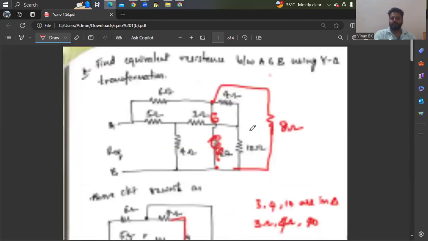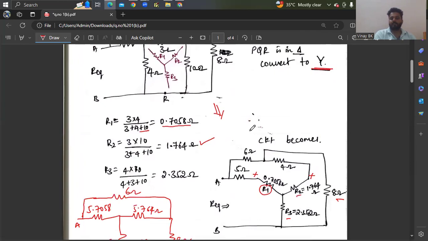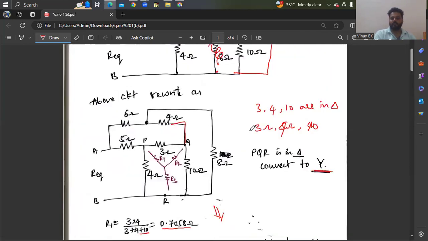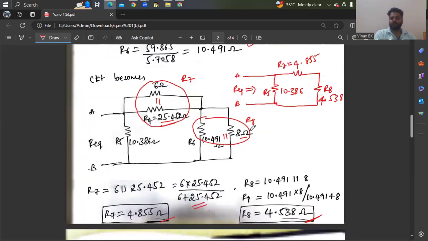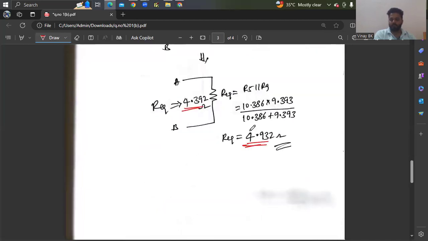So if you want, you can take a screenshot. Okay, so you need to find this. You can get a circuit like this. Then you have to reduce the circuit. First, you are converting delta into star, then star into delta. Then you are reducing the network. With a simple reduction technique, you can get the resistor R equivalent.